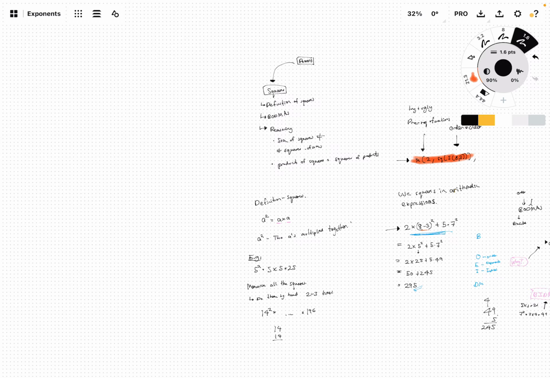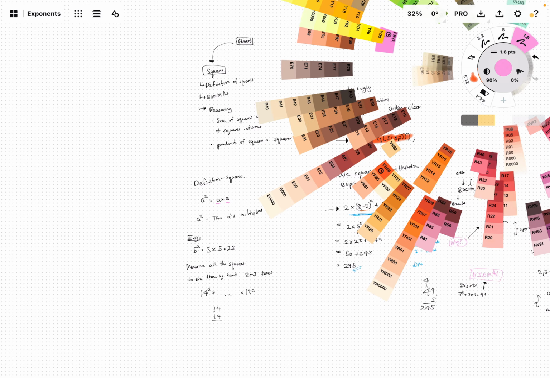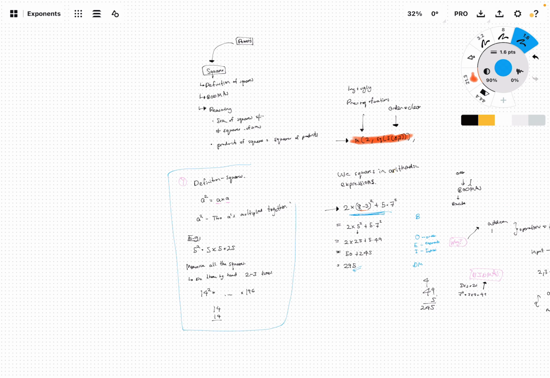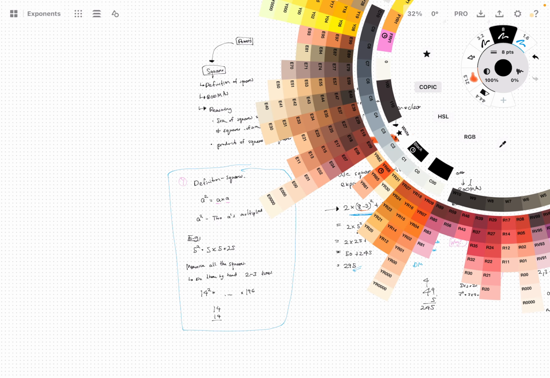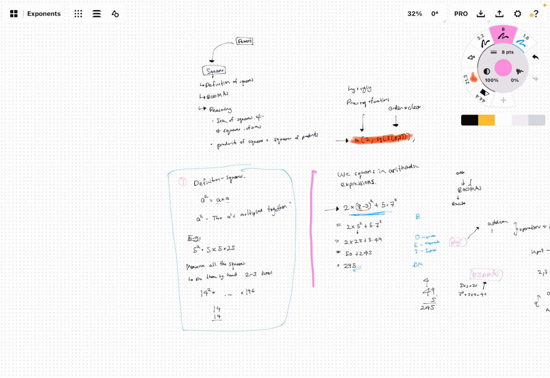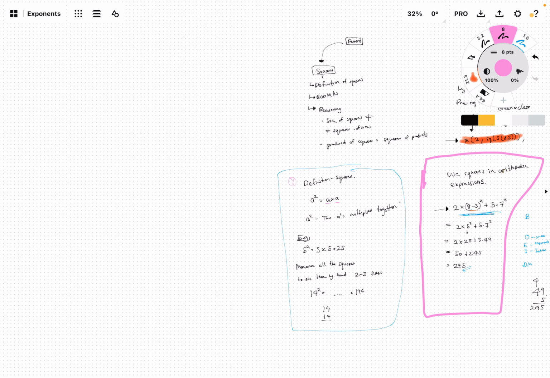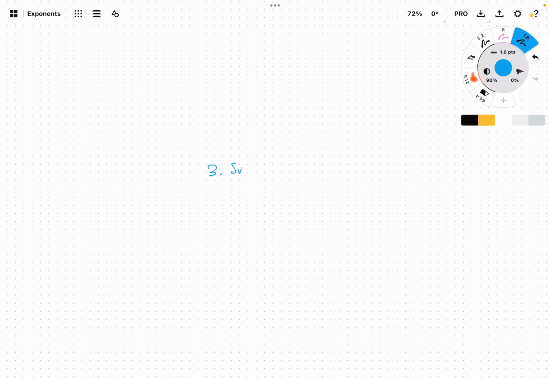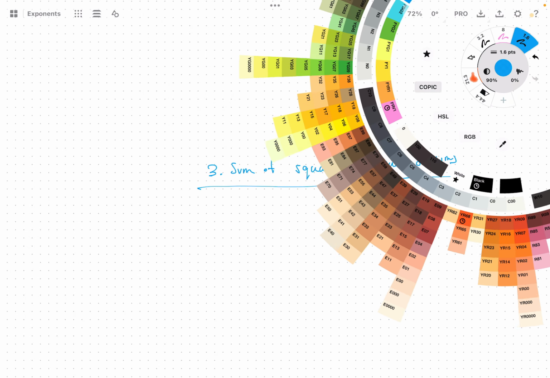Our next skill we want to have is where we've first done definition. Then we've done some BODMAS work with squares. And finally, we'll get to some reasoning now. The third thing is: sum of squares is not equal to square of sums. And the reason this is important is because this is a super common mistake that so many people make.